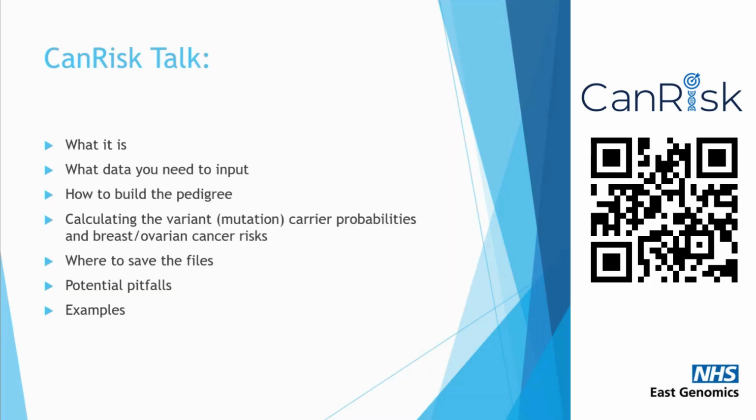So in this talk today, I'm going to talk a bit about what CanRisk is, what data you need to input into it, how to build a pedigree or family tree into the software, how you can calculate the variant or mutation carrier probabilities and breast and ovarian cancer risk. I'm going to talk about how we save the files and how you might want to save the files locally to you, and potential pitfalls of using CanRisk. And I'm going to provide a few examples just to try and work through that.